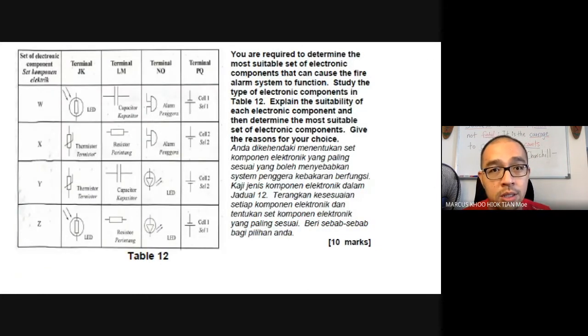The question is you are required to determine the most suitable set, whether it's set W, X, Y, or Z, that can cause the fire alarm system to function. Study the electronic components, explain the suitability, determine the most suitable, and then give reasons for your choice.